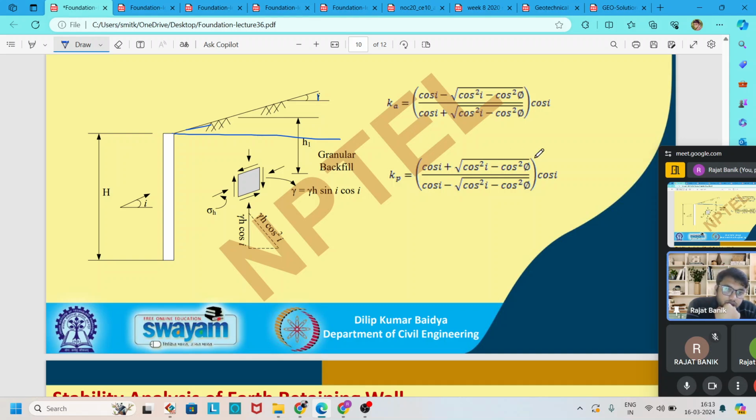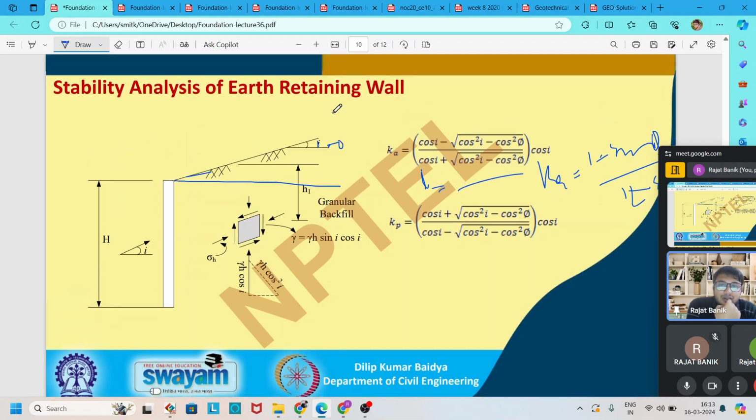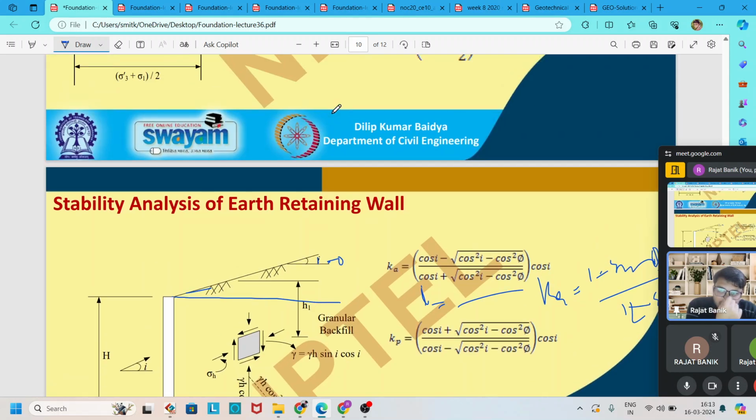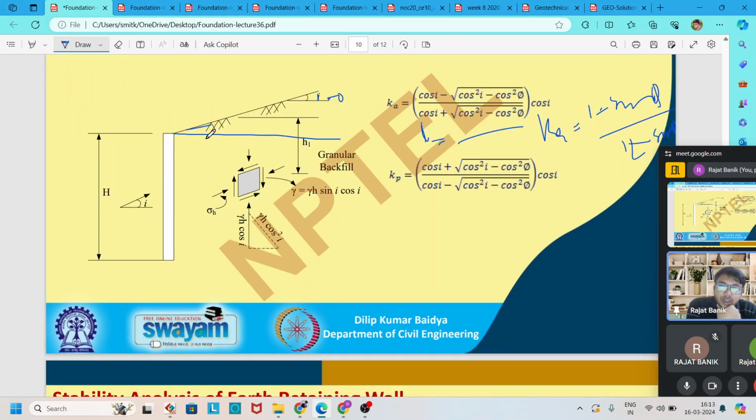And if you put i equal to 0, we get K equal to 1 minus sin phi divided by 1 plus sin phi. So we can conclude that if the angle is equal to 0, we get the basic formula where the surface is horizontal.